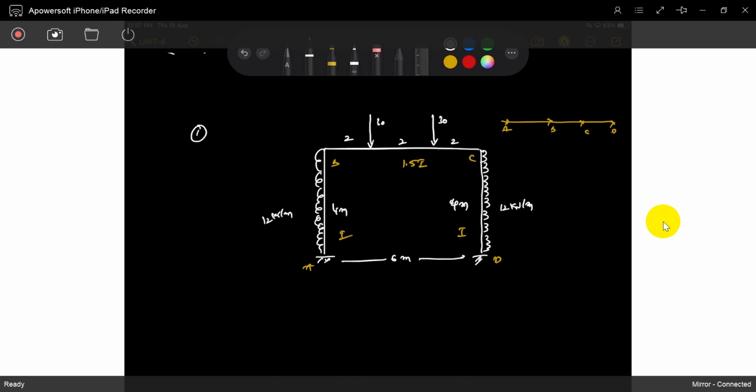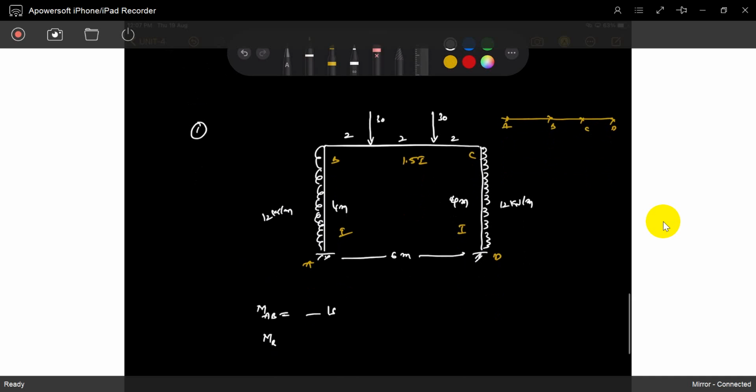So find out the bending fixed end moments. MAB is what? WL square by 12, is minus 16. MBA is plus 16. Next, MBC, how can you calculate the MBC? We already know it. Minus of 30, it's 2 and 4. So total is 6 square. And again for this 30, 2 square 4.